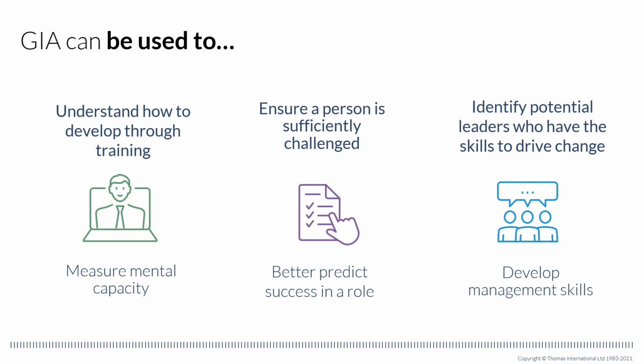The GIA has a large number of potential uses. It can allow you to understand how to develop an individual through training, measure mental capacity, ensure a person is sufficiently challenged, better predict success in a role, identify potential leaders who have the skills to drive change, and develop management skills.